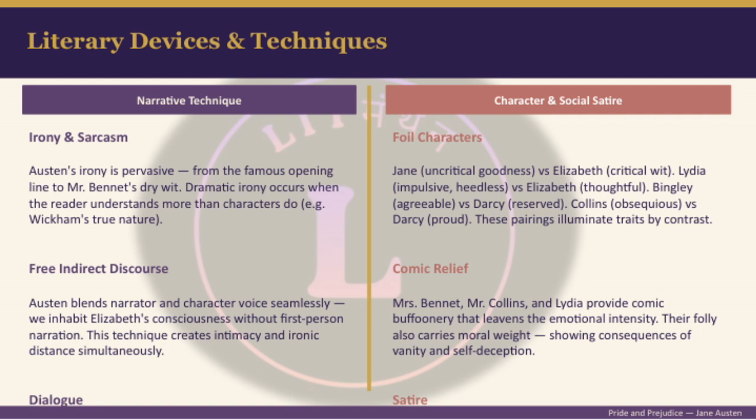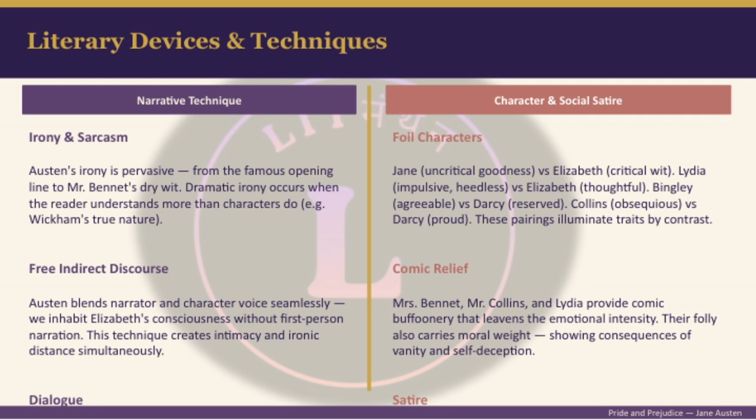Austen's use of free indirect discourse is a brilliant technique that blends the narrator's voice with the character's thoughts. We get an intimate view of Elizabeth's mind without a first-person narrative, which creates a close connection while maintaining an ironic distance. This technique allows Austen to comment on her character's thoughts and actions subtly.